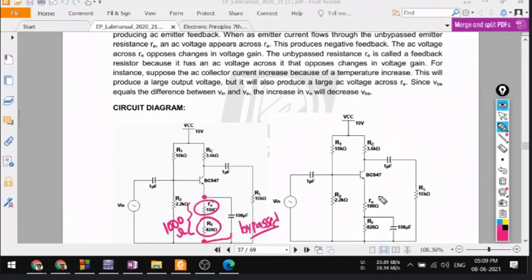Now here, out of 180 and 820, the capacitor is connected only across the 820. So this is called unbypassed RE. Unbypassed means the resistor across which no capacitor is connected. So 820 is bypassed, 180 is unbypassed. This is the unbypassed emitter resistor, indicated by small r and capital E.